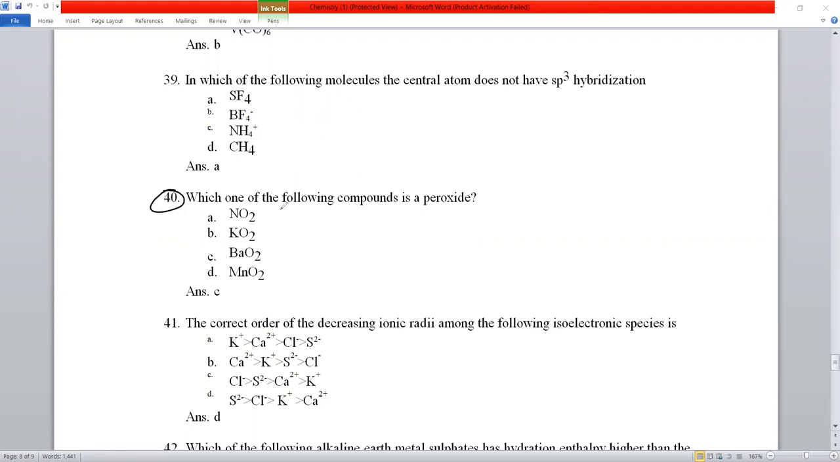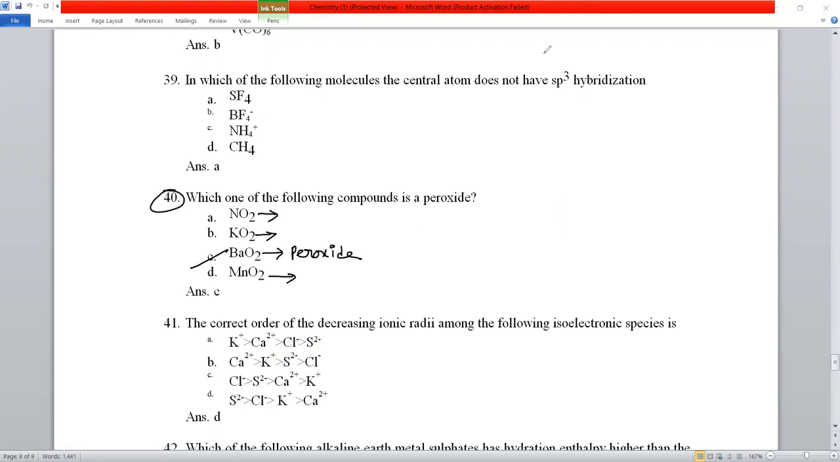Next, 40. Which one of the following compounds is a peroxide? This is nitrogen dioxide, potassium superoxide, barium peroxide. It is a peroxide. And manganese dioxide. So the answer should be C.